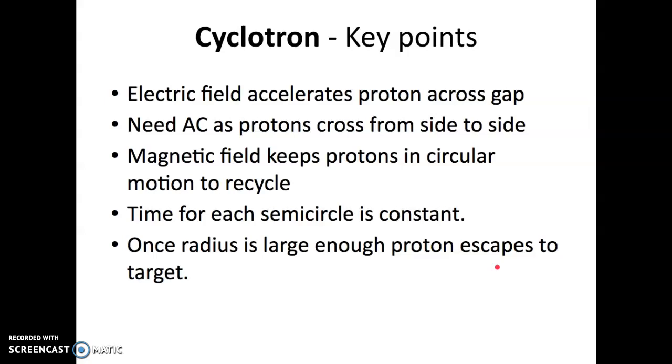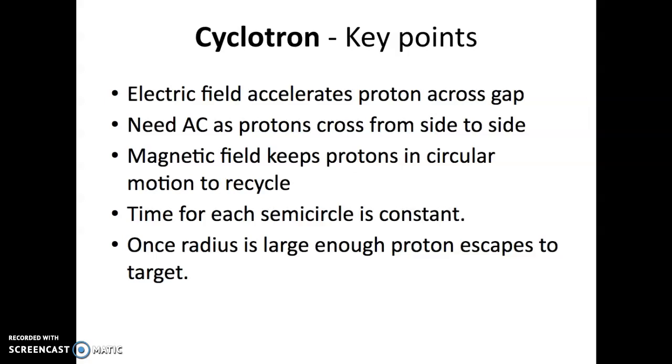So key things you would need to know about the cyclotron. Firstly, the electric field is to do with increasing the speed or accelerating the proton, and it's got to be alternating current as it's got to go from one side to the next. All the magnetic field is doing there is keeping the protons in that semicircular motion so that it can go backwards and forwards each time.